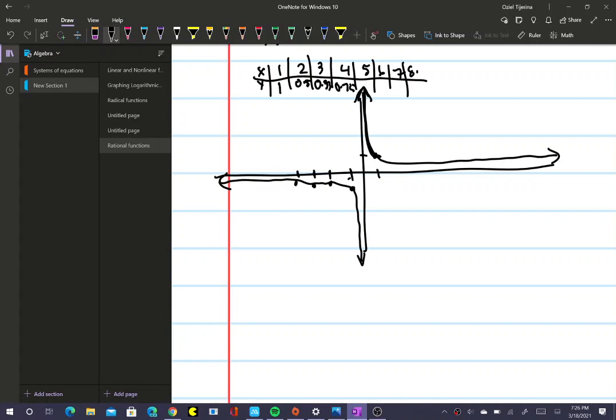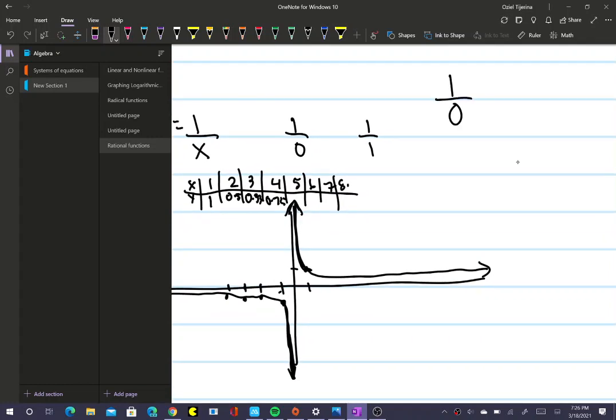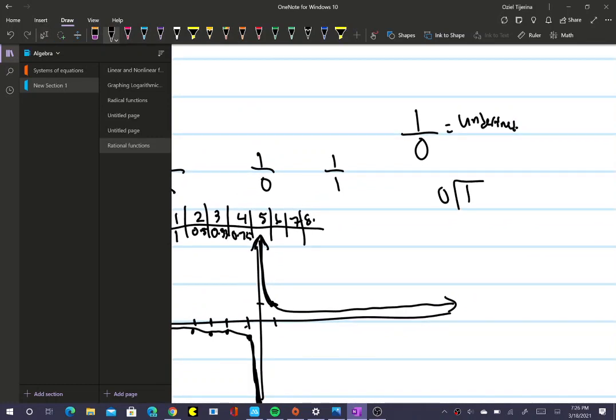we're still not going to have anything for x equals 0 because it's undefined. Anytime you see a 0 in the denominator, that is undefined because you cannot divide by it. There is nothing I can multiply 0 by to get 1.